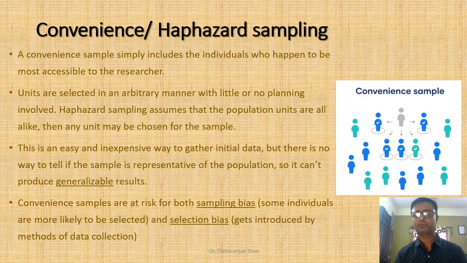Sometimes a researcher wants to quickly come to some understanding of a population. So based on convenience, we select the object rather than going for any robust strategy. We just collect information from whatever is available, the first person or the first object in the field. That's called haphazard sampling. It has sampling bias, and sometimes it introduces selection bias. Both biases we have to minimize, but haphazard sampling has very high chances of having both.